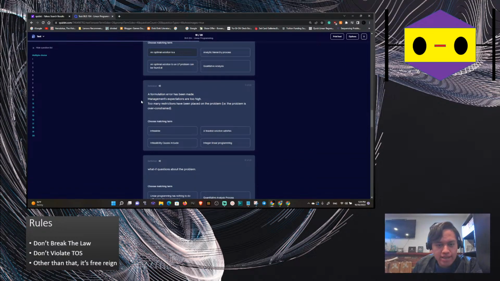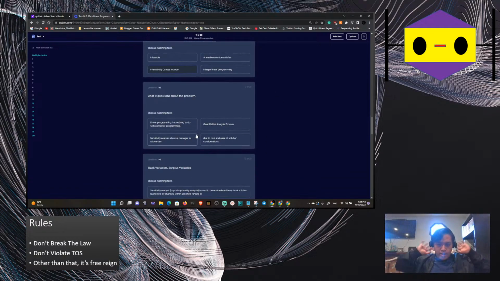Formulation error has been made. Management expectations are too high. Too many restrictions have been placed on the problem, i.e., the problem is overconstrained. Those are the causes of infeasibility. What if questions about the model?